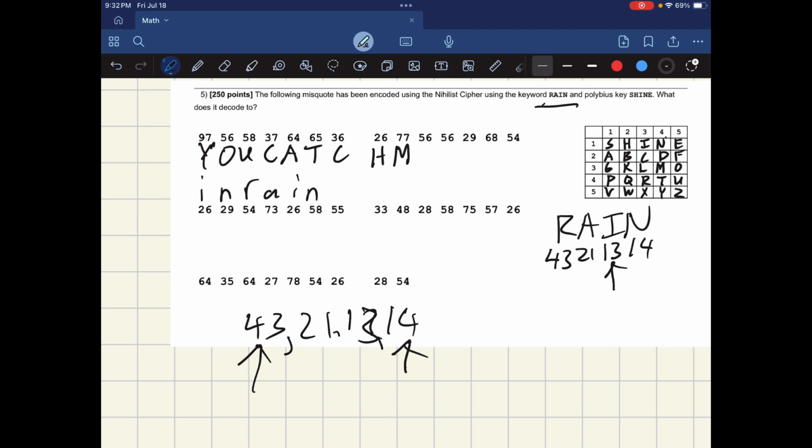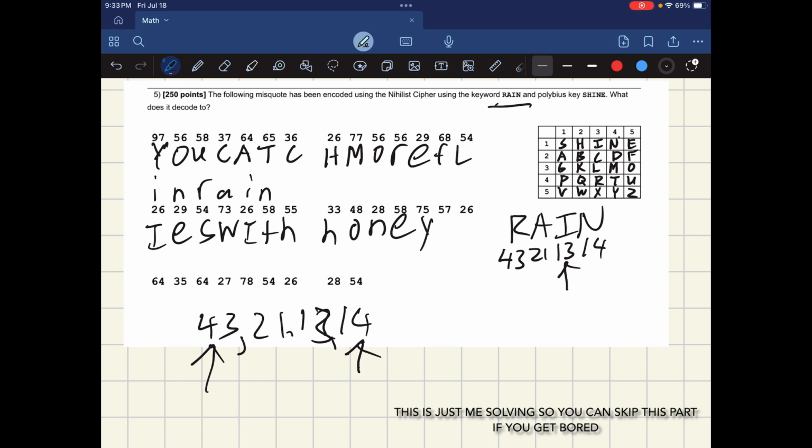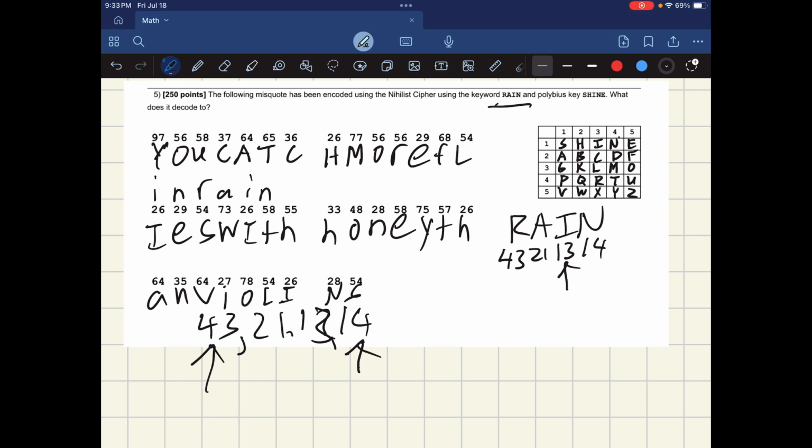So now I'm just going to do it full speed. So I get O, R, E, F, L, I, E, S, W, I, T, H. Okay, so using that strategy, we're able to solve this cipher.